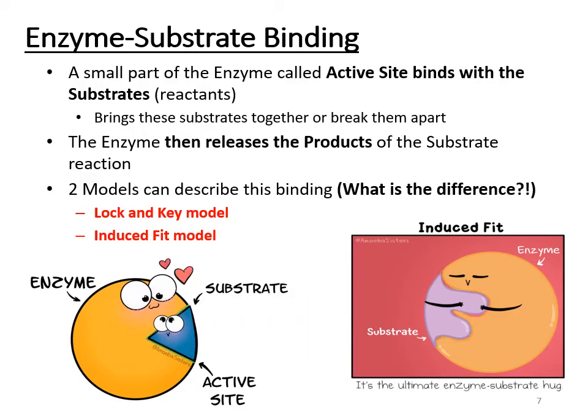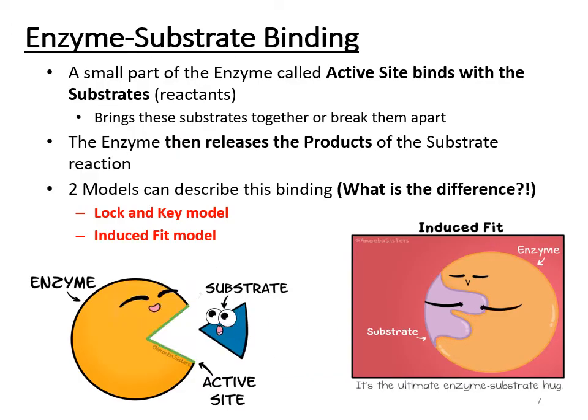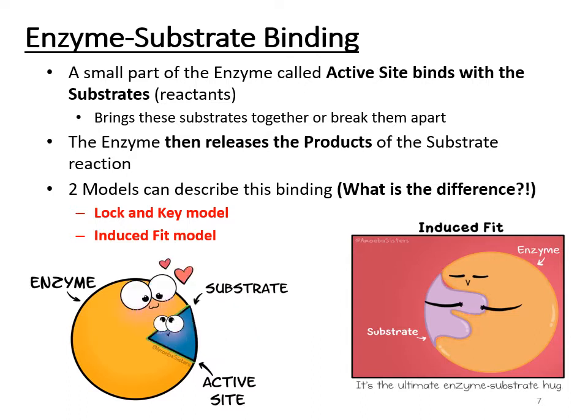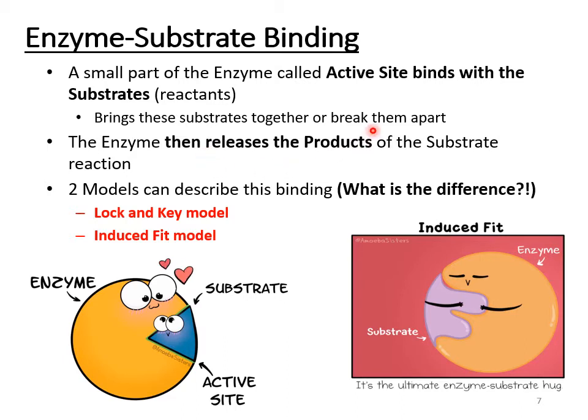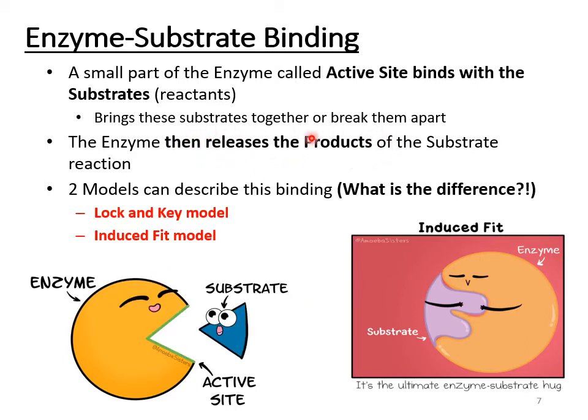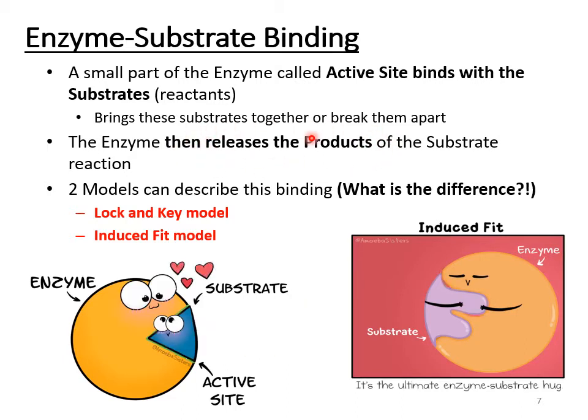Now, when we talk about enzymes, their whole function and their ability to help a reaction occur is based on their ability to bind substrates. Now, when we talk about the enzyme binding a substrate, you'll notice that there are two models that will allow us to better explain how the enzyme binds that substrate and then ultimately releases the products of the reaction while not getting used up in that particular reaction.